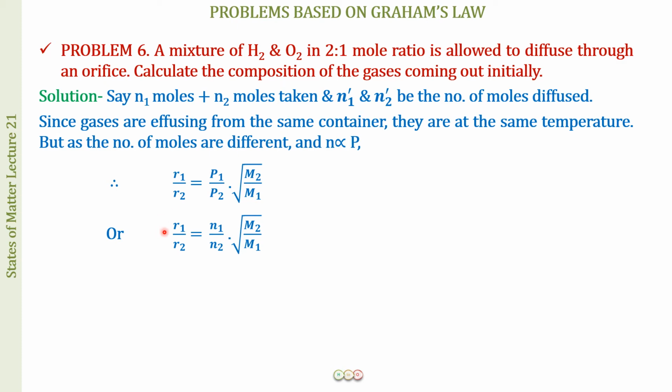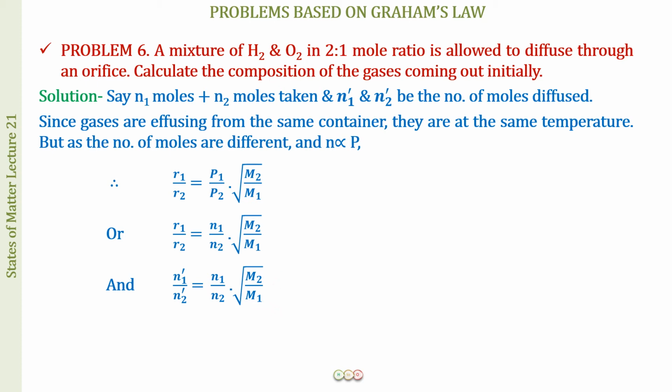But now this rate of effusion or diffusion is going to be proportional to the number of moles of the gas that is effusing or diffusing out. Okay, so we can say that R1 by R2 is going to be equal to N1 dash by N2 dash. So we are going to replace this by N1 dash by N2 dash being equal to N1 by N2 into under root of M2 by M1.